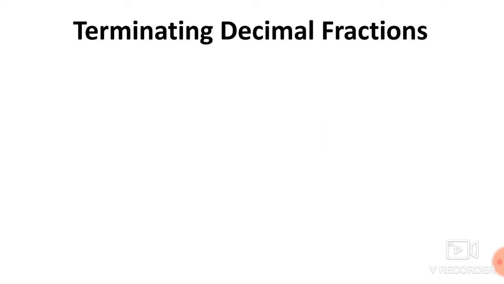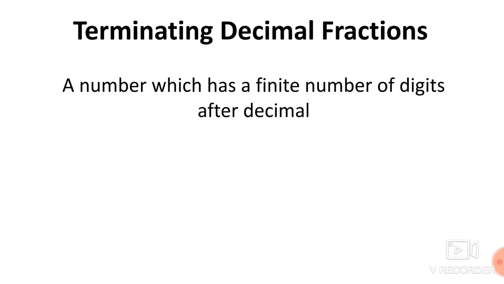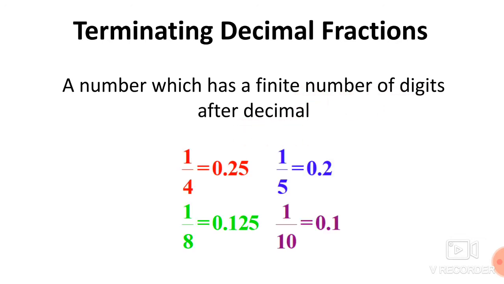Next, we have terminating decimal fractions. Terminating decimal fractions are the decimal fractions which have a finite number of digits after the decimal. Here are some examples. 0.25. It is equal to 1 upon 4. Terminating decimal numbers can be written in fraction form. That is why they belong to the set of rational numbers.